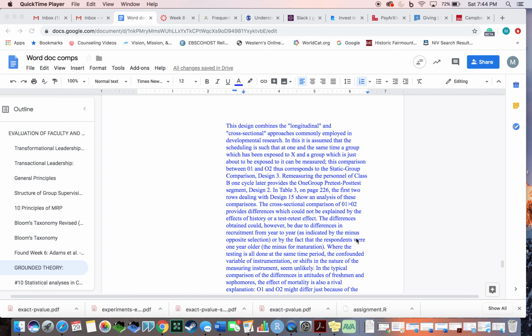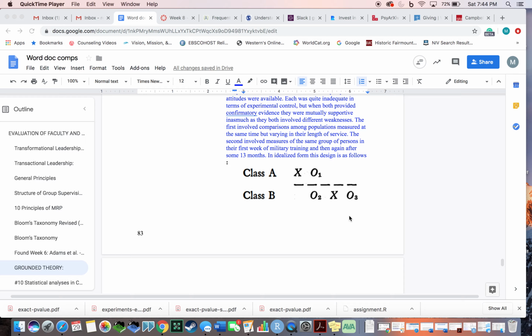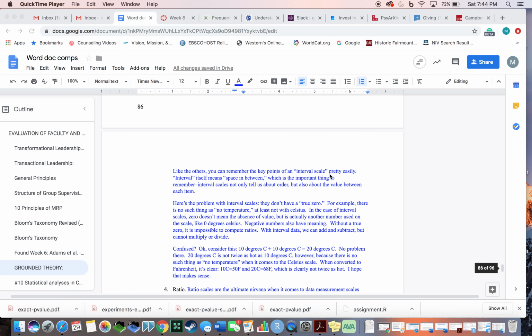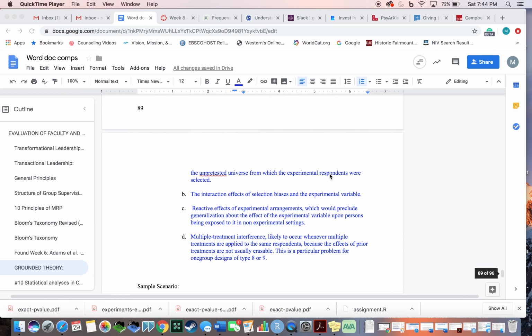And this can get pretty complex because you can continue to have more classes going through. So you can then have like Class C go through, where you would have like an O4, down here treatment, and then O5. So it can get pretty intense there. So if we go to our question, I'm going to scroll down to our question here.